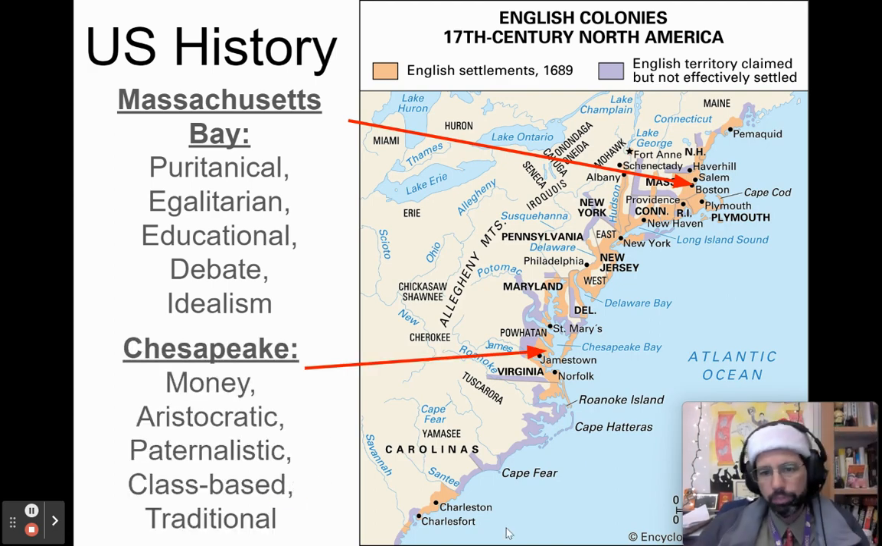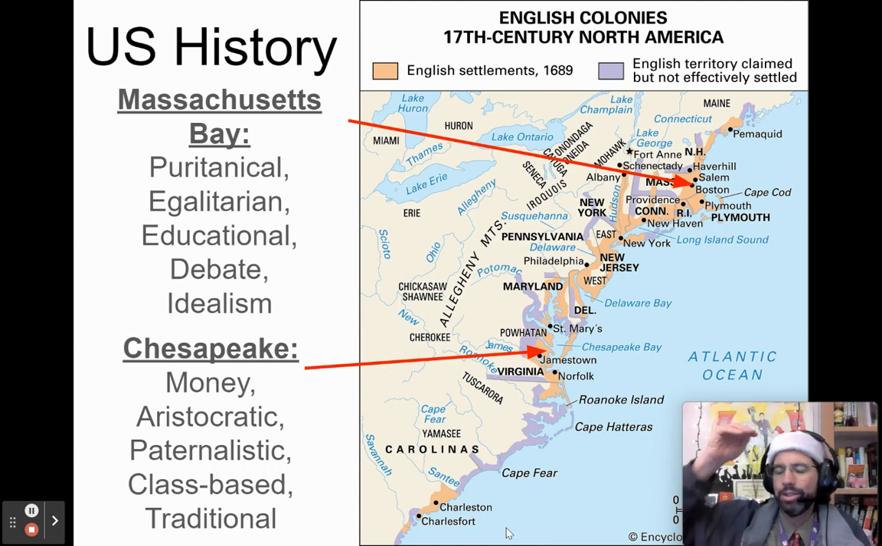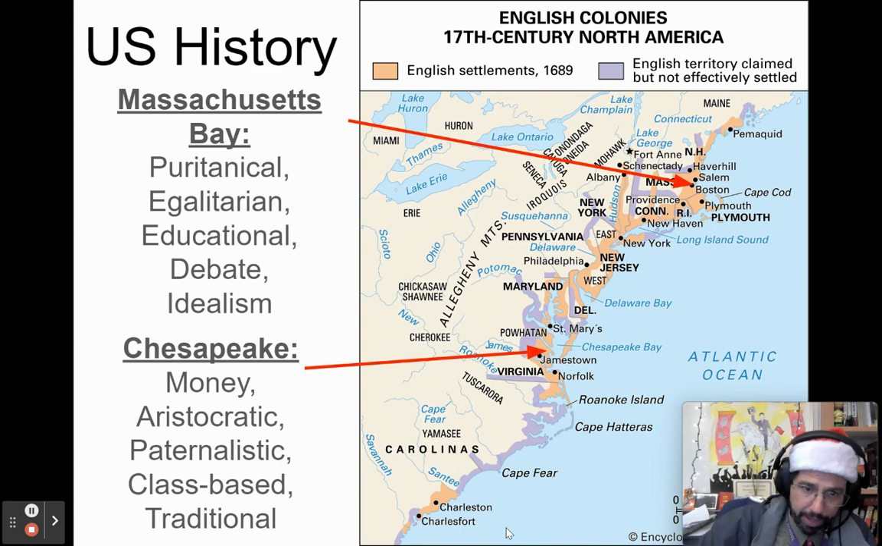Chesapeake Colony is different. Chesapeake Colony is a traditional, monetarily driven manor aristocratic system. So money is the main driver. Remember, people were coming to Jamestown seeking gold, essentially. Very paternalistic and class based. There was the upper class, and the upper class civilized the lower classes on down. It was almost impossible to move up into higher classes. This is where you get a lot of indentured servitude and, of course, eventually slavery.